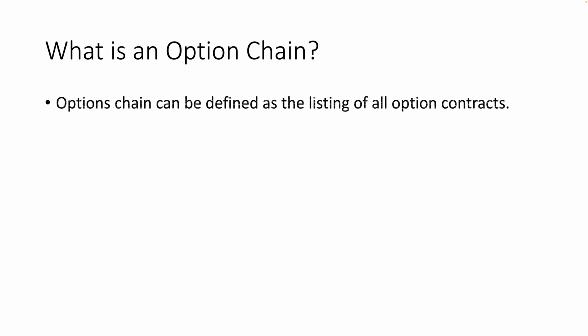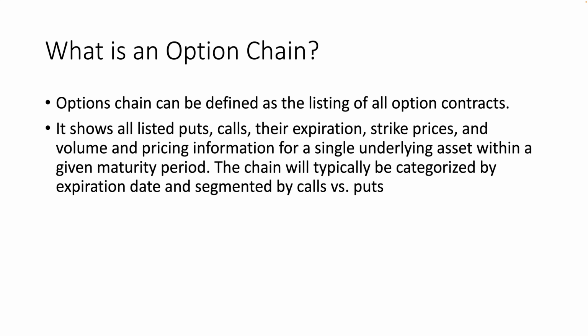So what is an option chain? An option chain can be defined as the listing of all option contracts. It shows all listed puts, calls, their expiration, strike prices, and volume, along with pricing information for a single underlying asset within a given maturity period. The chain will typically be categorized by expiration date and segmented by calls versus puts. And obviously there's many option chains for any single underlying security or asset because there are many expiry dates, and you will get different option chains for different expiry dates.